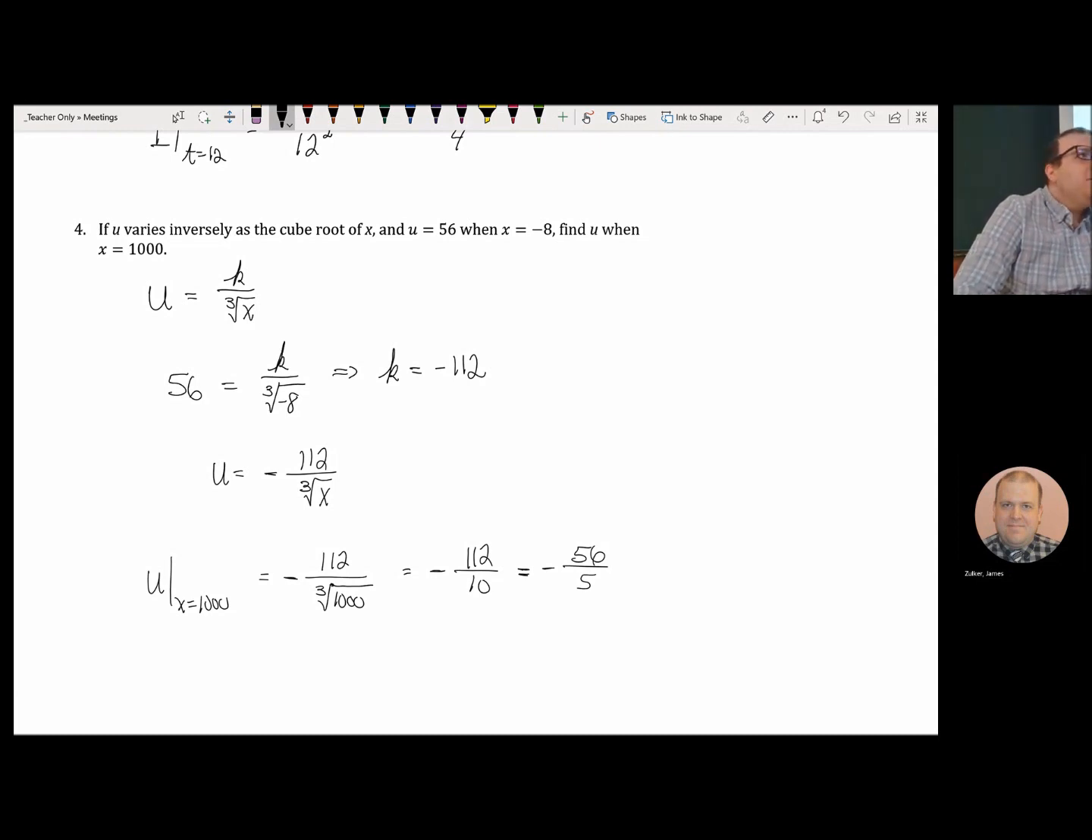Wait, I'm sorry. Wait a minute. Oh, 1,000. For some reason, I thought it was negative. If it was negative 1,000, then it would end up being a negative 10, and then it'd be 56 over 5 instead of negative 56 over 5. Okay, negative 56 over 5.